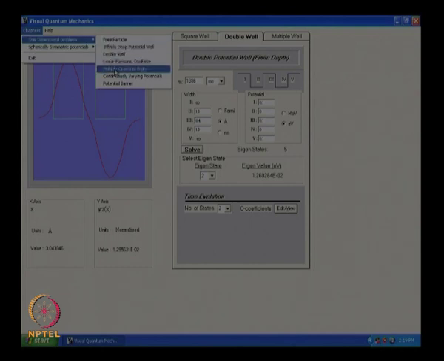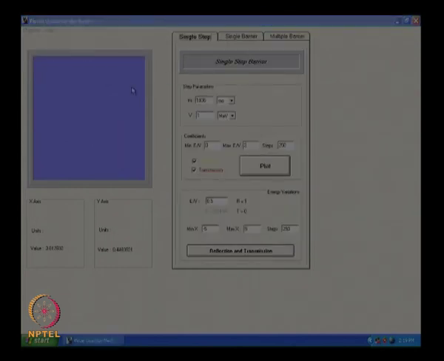Before we go to the particle in a box problem, let me consider the single step barrier, and let me assume that the step is 10 MeV. The mass of the particle is 1836 times the mass of the electron, which is the mass of the proton, and it experiences a potential step of 10 MeV. So, this is the reflection and the transmission coefficient. So, you have here the incident energy.